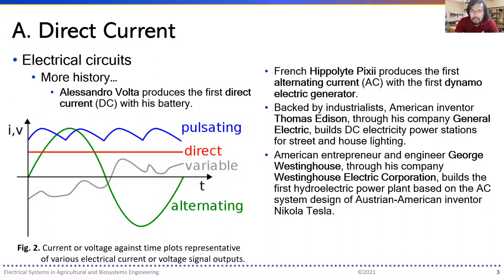Now, the DC is further given widespread attention when Nikola Tesla proposes a different kind of technology called alternating current. And he is backed and funded by the American entrepreneur and engineer George Westinghouse, with his Westinghouse Electric Corporation. So again, the differences between DC and AC are very much highlighted in their properties, which can be seen on the graph, figure two. So we have the direct current and the alternating current.